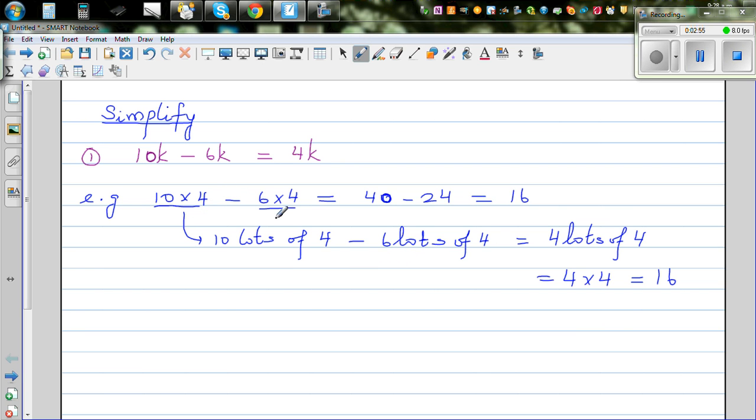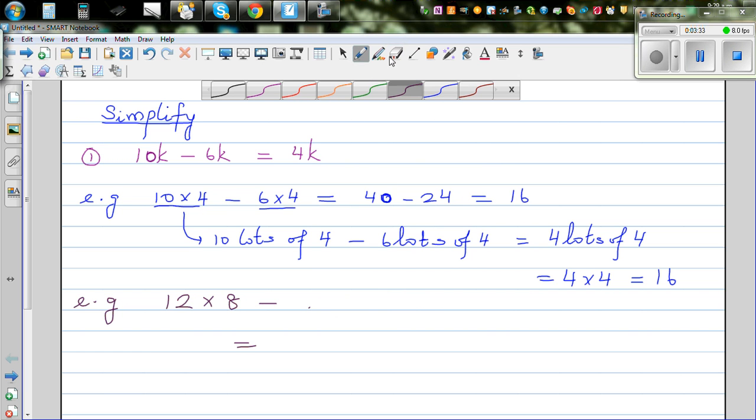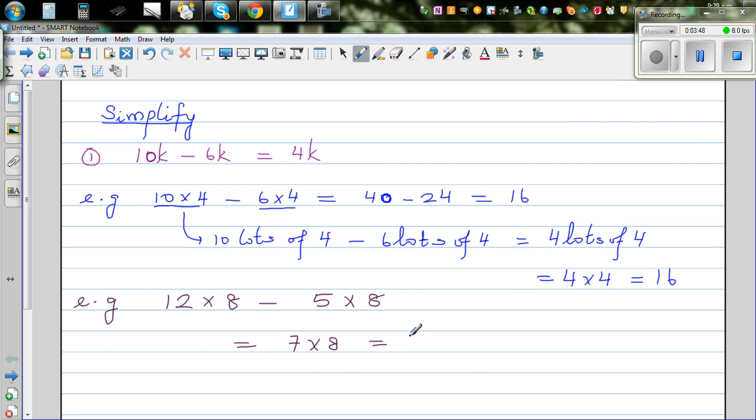This is an efficient way of manipulating numbers. Let me give one more example. This should be clear, and this is where algebra is so useful. Suppose you have 12 times 8 minus, say, 12 times 3. Let me change this. Let me make this 12 lots of 8 take away, let me think of a number, 5 times 8. So this is 12 lots of 8 take away 5 lots of 8. That means this is 7 lots of 8, which is 56.